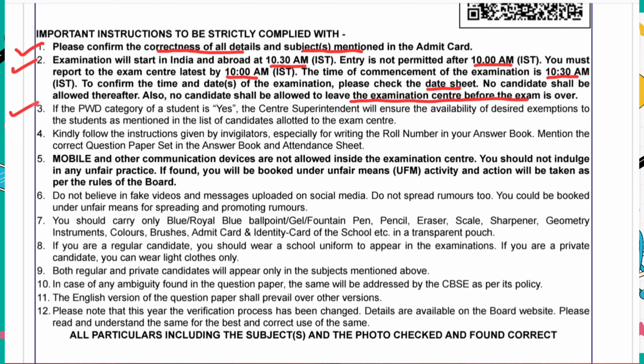Next, if your PwD candidate is yes, the CS will ensure the availability of the desired exemption to the candidate and you can ask also. Kindly follow the instructions given by the invigilator. The invigilator is a teacher who is doing duty in your examination hall, especially writing roll number in your answer book. You should correctly mention the question paper set and attendance sheet.